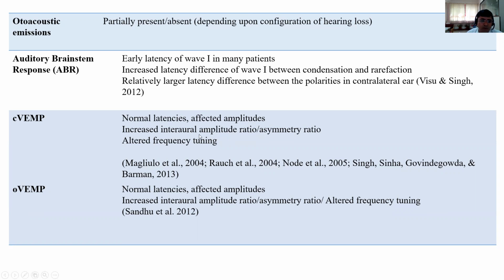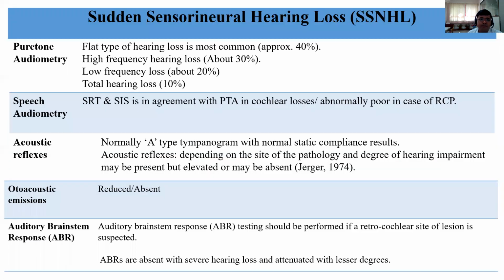Usually in vestibular assessment, in cVEMP and oVEMP, the clinician looks at the latencies of the peak, amplitude, interaural amplitude ratio, asymmetry ratio, as well as altered frequency tuning or not. Ideally in Meniere's disease, there is an altered frequency tuning. So these are certain parameters which clinicians look into if they have the infrastructure to perform the test.